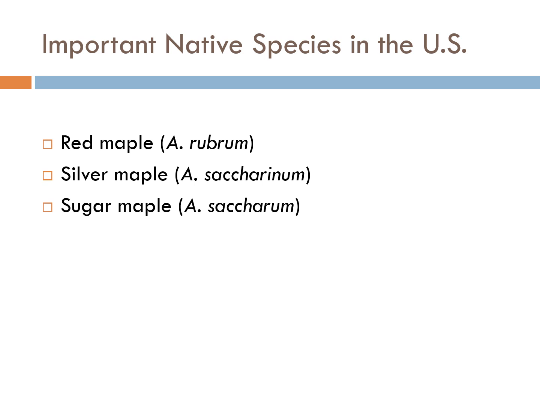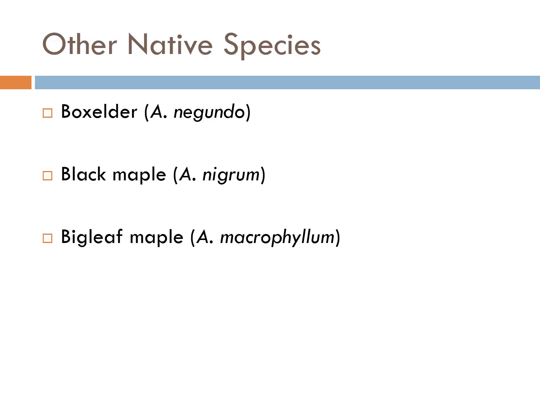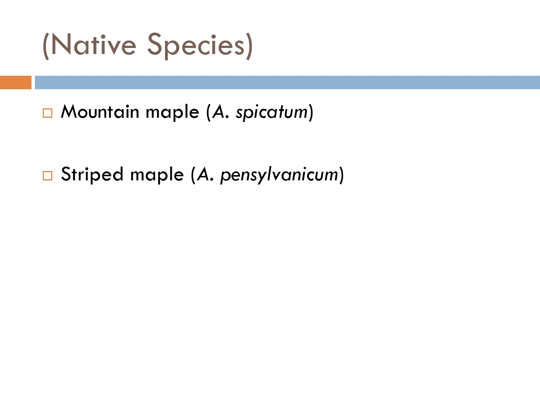For our native trees, we're going to cover red, silver, and sugar maples, as well as box elder, black maple, and bigleaf maple, and mountain maple and striped maple. And I have them grouped in those three different slides because the first one was the most important, the large trees, and then the secondary importance, and then these ones are like shrubs.